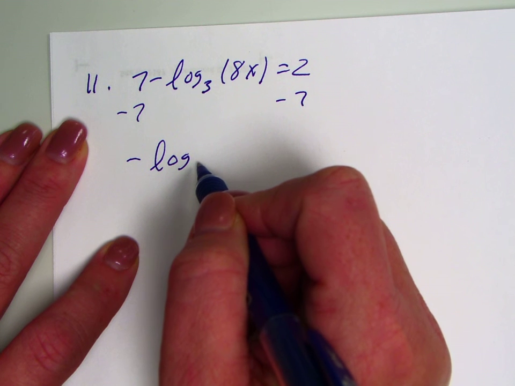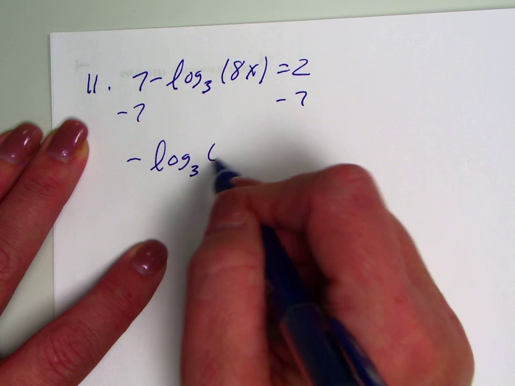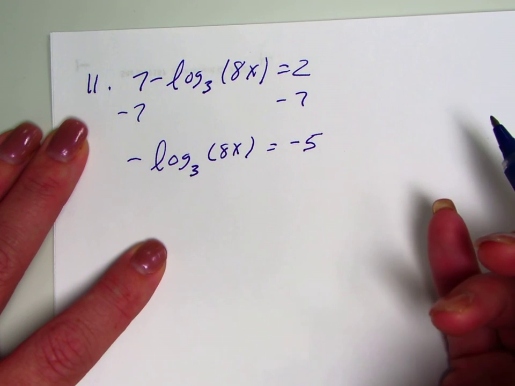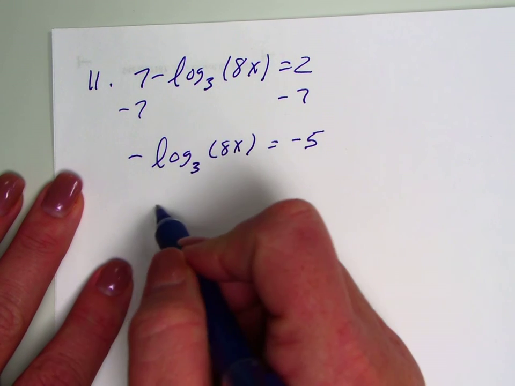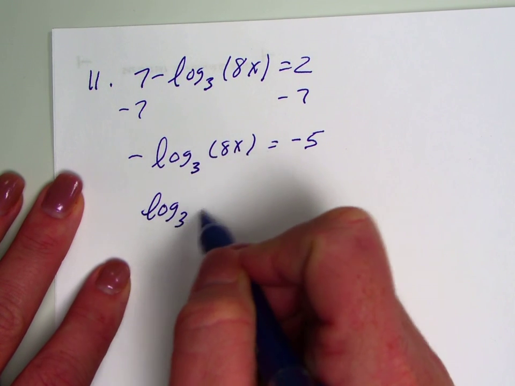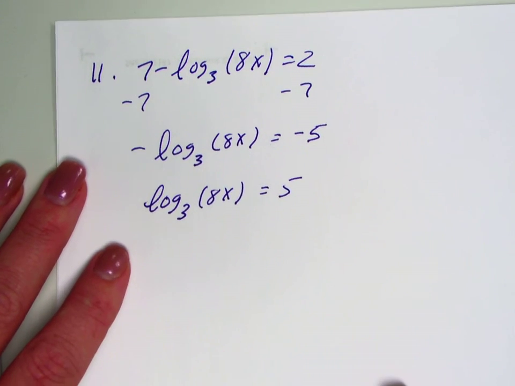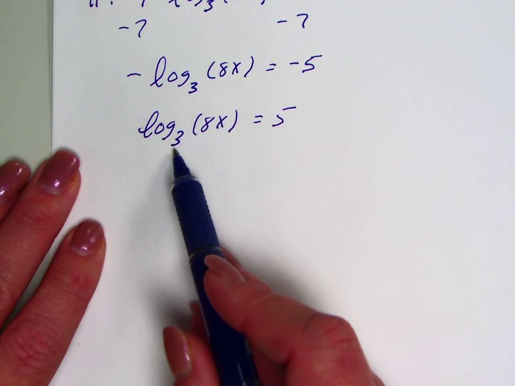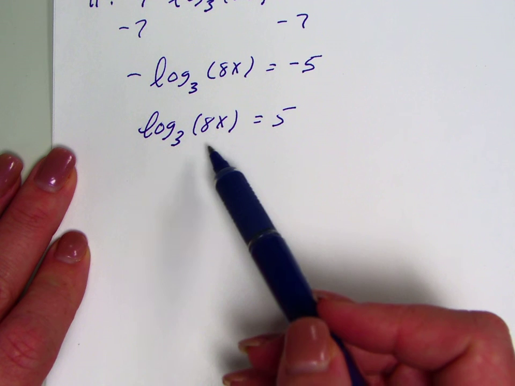Base 3 of 8x equals negative 5, right? But then I need to get rid of that negative, so I'm going to divide both sides by negative 1. So then I just have the log of base 3 of 8x equals 5. So since I have a logarithmic function with base 3, I need to exponentiate with the base of 3, or you could just rewrite it.